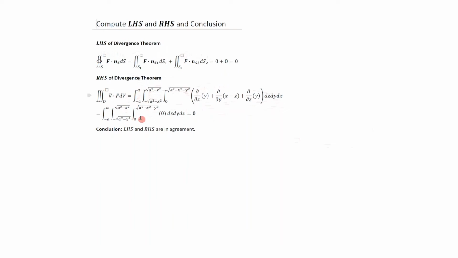Well, thank God we didn't have to do this calculation. We could have, but in this case it wasn't necessary since the integrand was 0, and so the result is 0. Hence, we conclude the left-hand and right-hand sides are in agreement, which they ought to be. Otherwise, we would figure that there's something wrong with the divergence theorem, or we made a mistake.